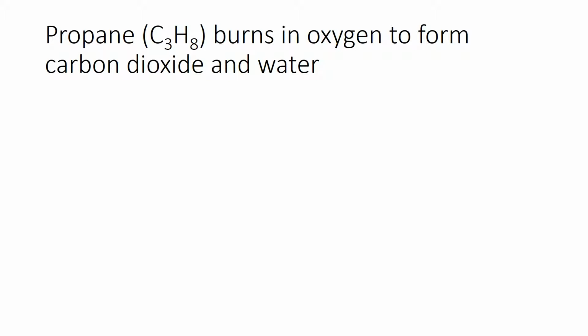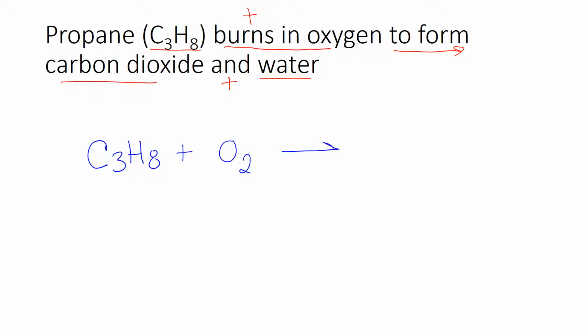Okay, in our last example, we have propane, and we are given the formula for propane. Burns in oxygen is a fancy way to say plus oxygen. To form is an arrow, carbon dioxide, and water. So let's go ahead and start by writing out our equation the way it is. C3H8 is propane. Burns in oxygen is plus O2. And that will form carbon dioxide, covalent compound, and water, which is H2O.